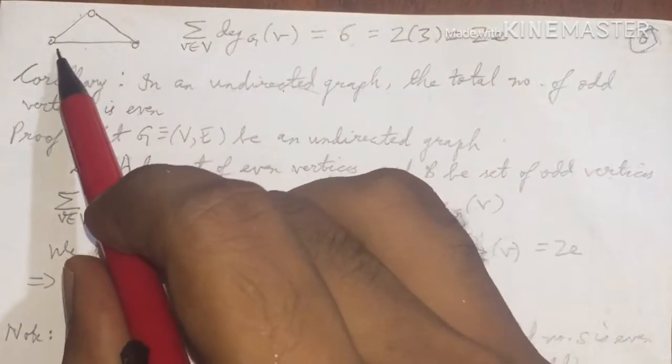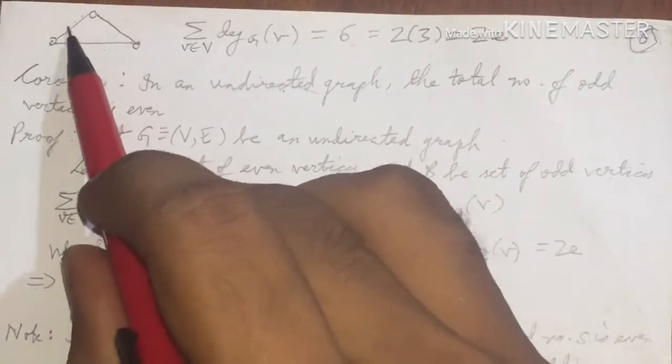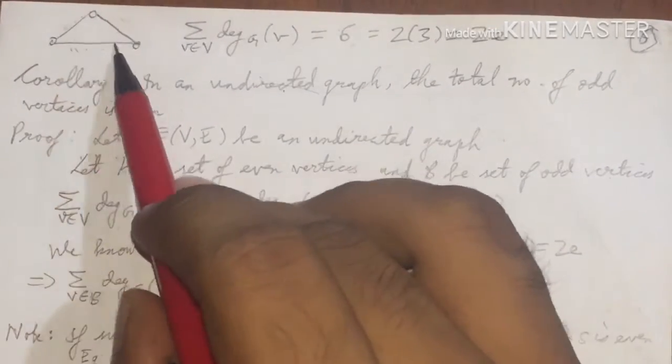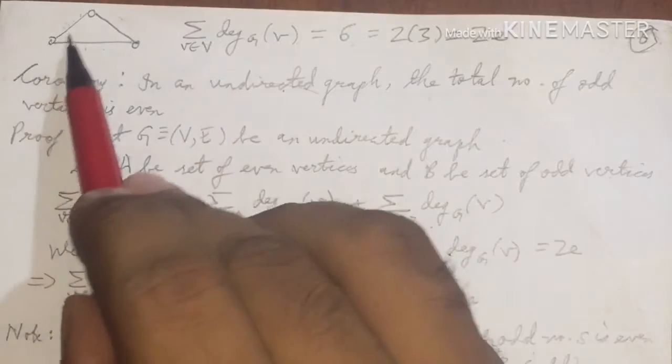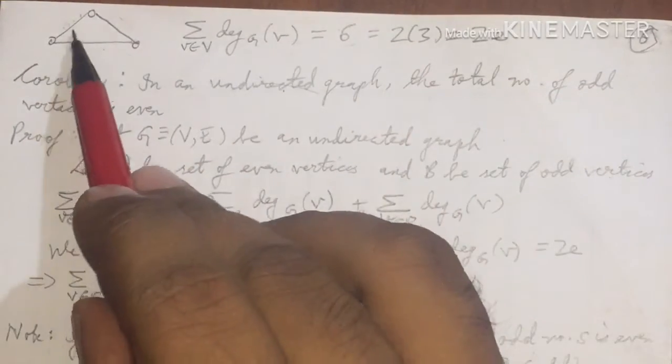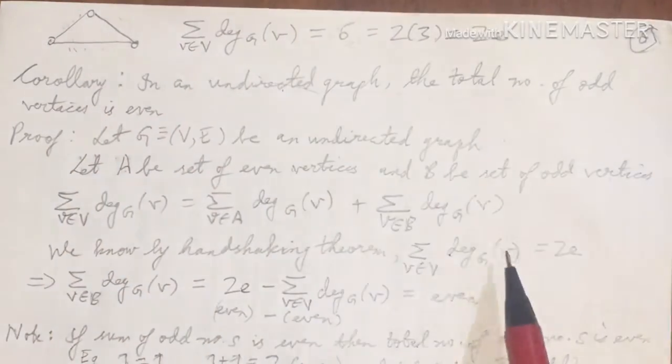This is an example. There are 3 vertices and 3 edges. Each vertex has degree 2. Hence, the sum of the degrees is 2 plus 2 plus 2, which is 6, which is the same as 2 into 3, which is 2 into the number of edges.